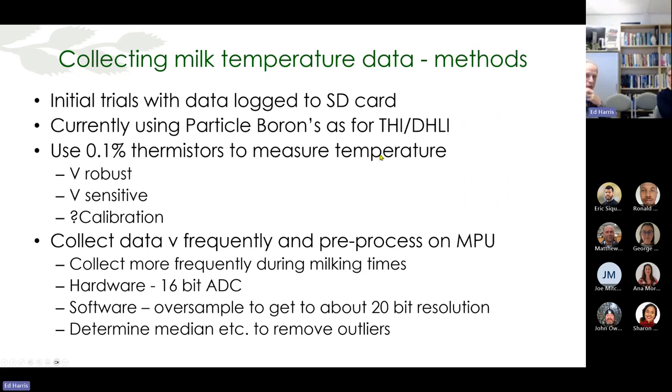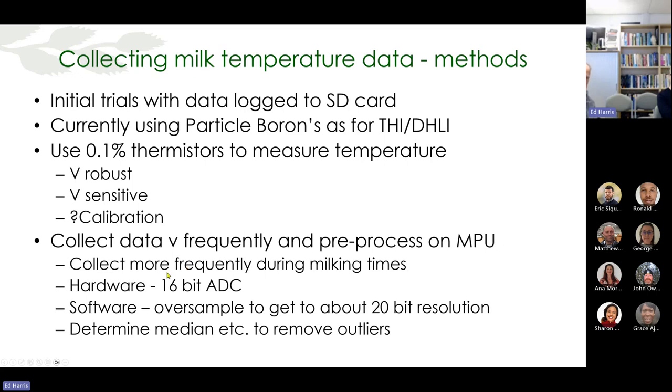So how do we measure the milk temperature? Using particle boards and using thermistors, which are fairly simple and cheap way to measure temperature. They're very robust. They need a little bit of handling because a slight sniff of wind and they change temperature. And the question mark about calibration is for me to go and revisit my calibrations. Trying to collect data very frequently and do as much processing as we can on the microprocessor unit. And I've got some algorithms in there that sort out when the cows are being milked and when they're not.